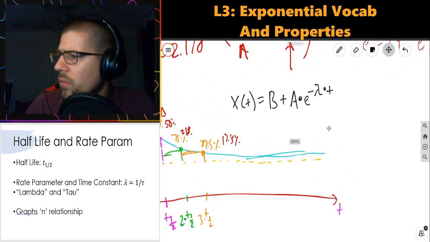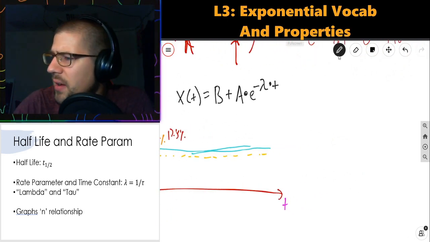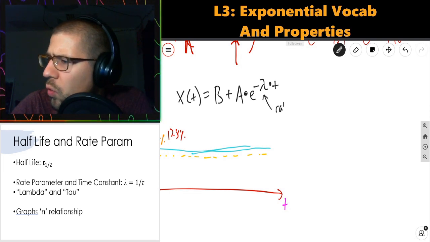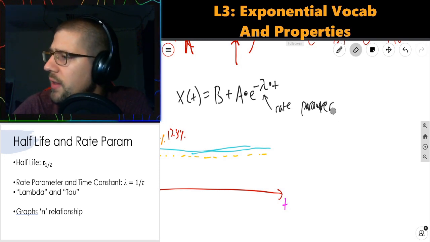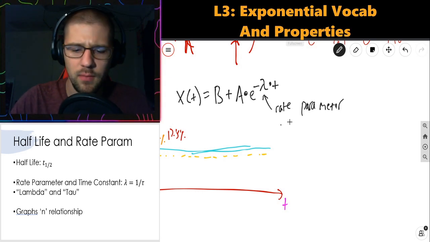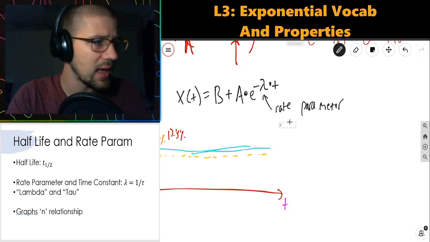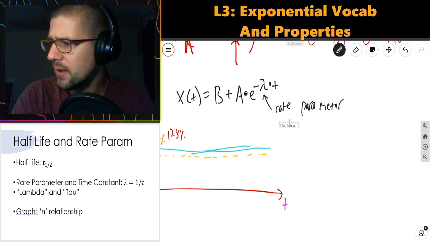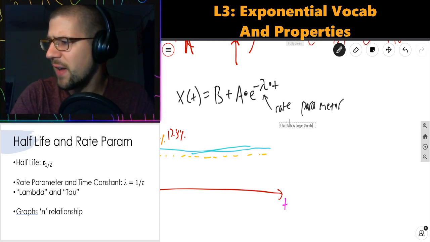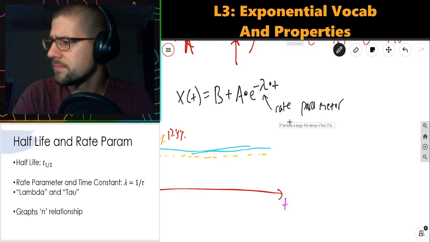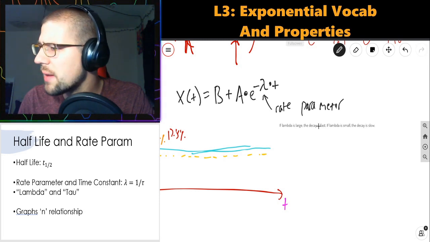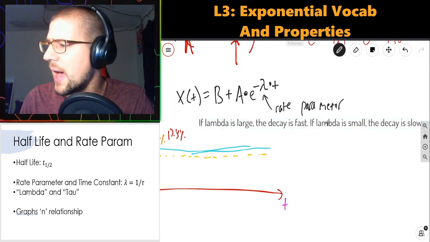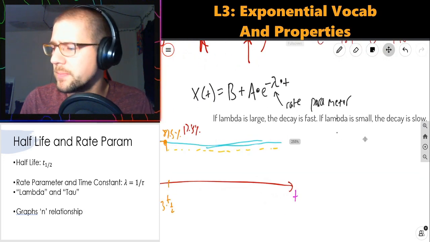Okay, so let's talk about lambda. Lambda I call the rate parameter. Checking on time, we're about 6 minutes in. Rate parameter. Let's spell it appropriately. Parameter. Okay, so some intuition about lambda in the context of a decay. If lambda is large, the decay is fast. If lambda is small, the decay is slow. So the larger lambda, the faster my decay happens, the faster I end up really close to my asymptote.